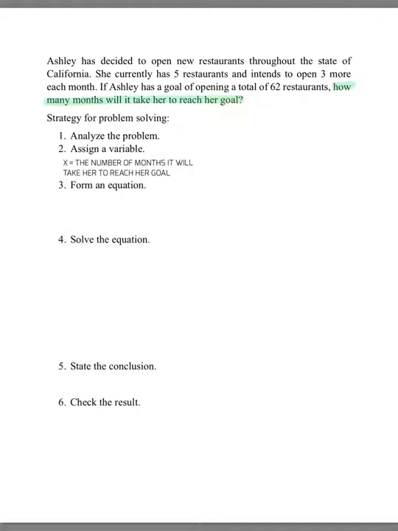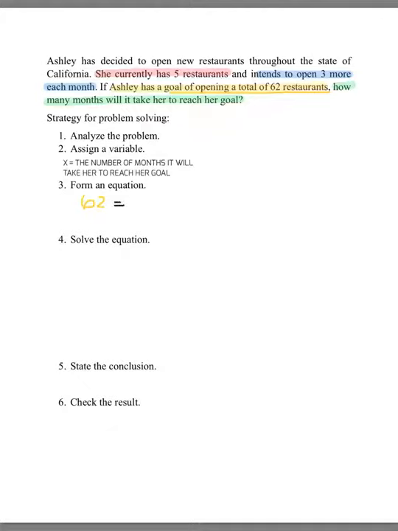Well, we know she currently has 5 restaurants. And we know that she intends to open 3 more each month. And that she has a goal of opening a total of 62 restaurants. So we want to be able to incorporate all this stuff into one equation. 62 restaurants. So we know she wants to open up a total of 62 restaurants. That's what her goal is. But what else do we know?